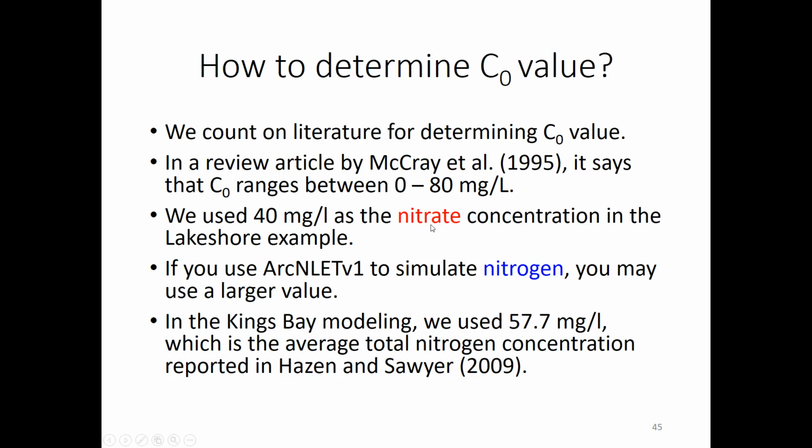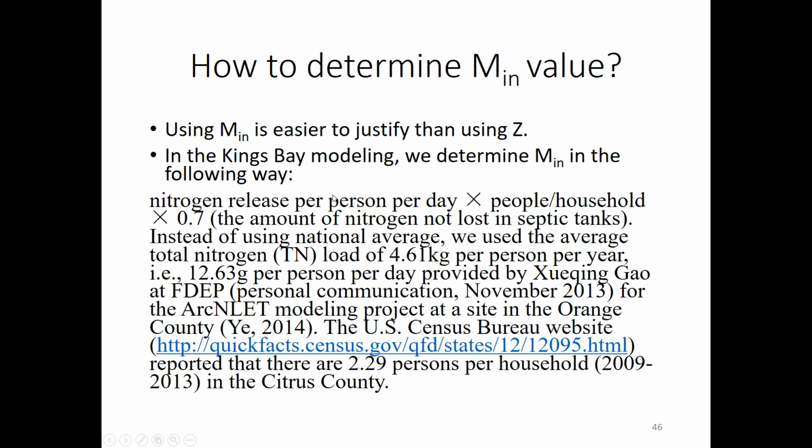So in the Kings Bay modeling, we use 57.7 because that's the value of total nitrogen concentration reported in the report by Hazen and Sawyer. Then how to determine mean, right? Remember, I think it's training video part 4 or part, I couldn't remember the exact part number.